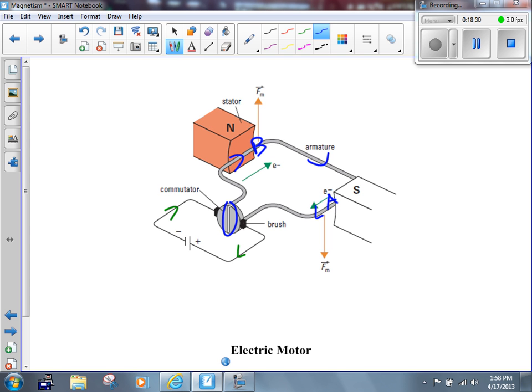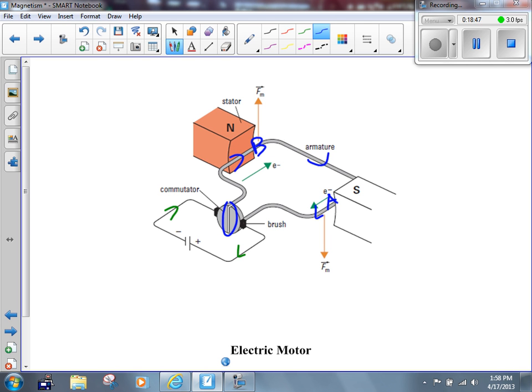That keeps the magnetic force in the same direction on each side of the wire at all times. The magnetic force on the left side of the wire will always be upwards, and the magnetic force on the right side of the wire will always be downwards. You always have that torque that causes it to rotate in this direction.